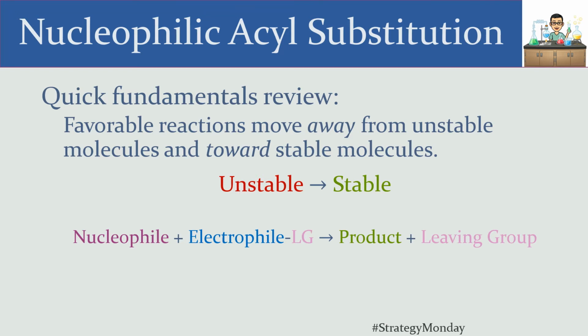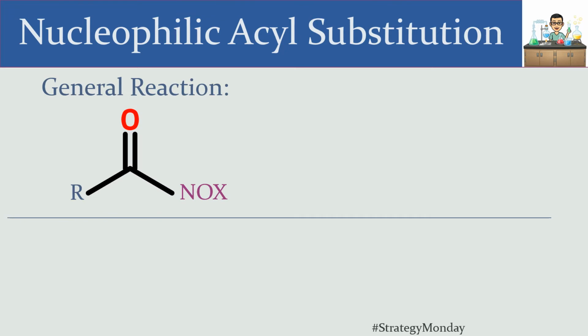And so what we want, in order to make this reaction happen, is for this side of the reaction arrow to be unstable. So we want a really unstable nucleophile, or a strong nucleophile. We want a really reactive electrophile. And we also want this leaving group to leave readily. And the reason for that is, when that leaving group does leave, we actually want it to be stable. So the general reaction is going to look like this.